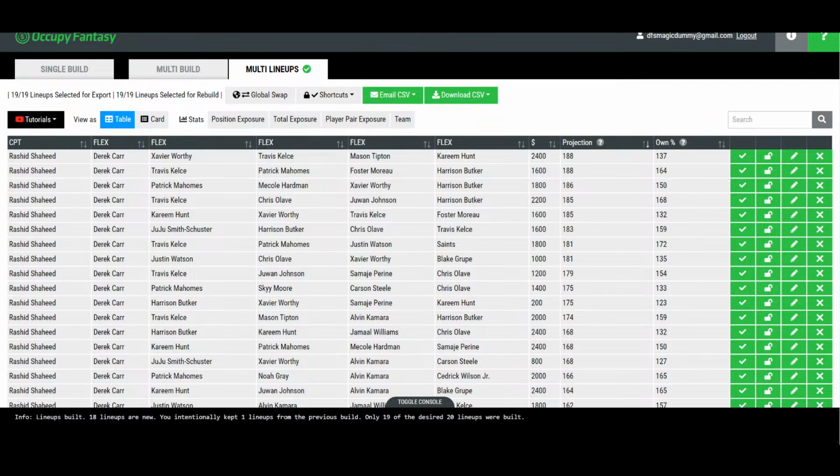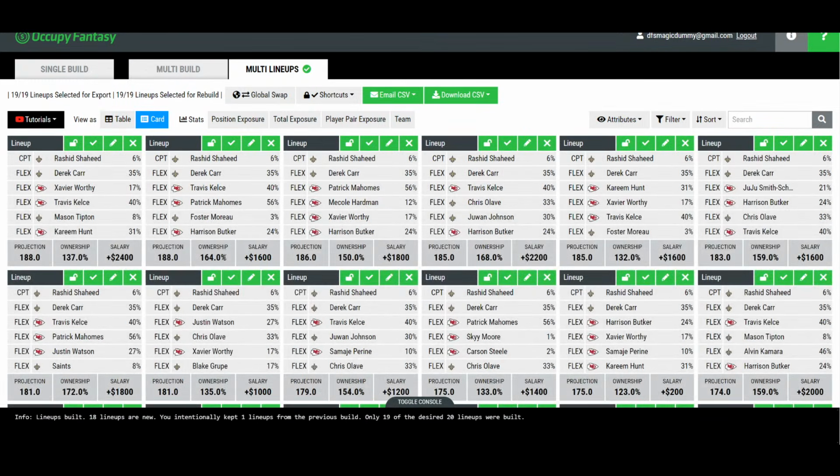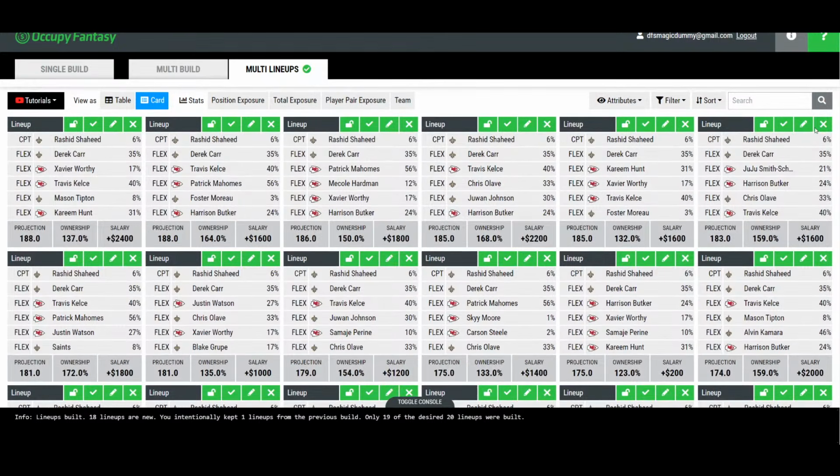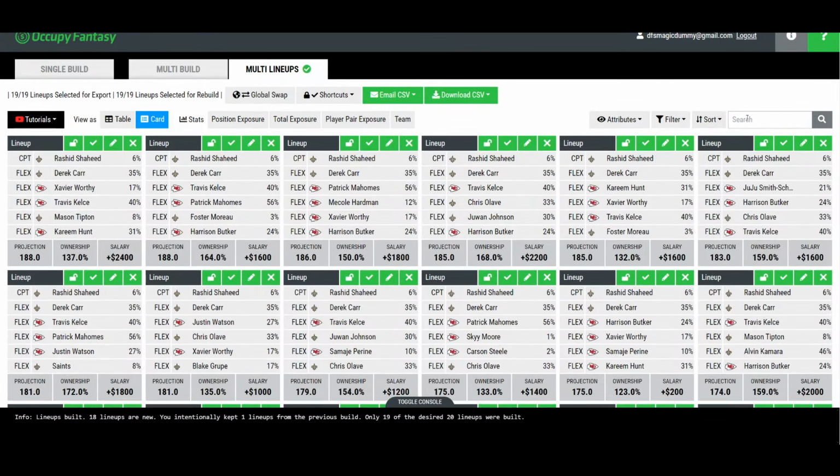All right, let's see. All right, we got our Shaheed lineups. Let's see here. What happened to our Derek Carr lineup? Did it not get saved? Where's our Derek Carr lineup? All right, we'll find it in a little bit. All right, anyways. So now we have Shaheed lineups. What do these look like?